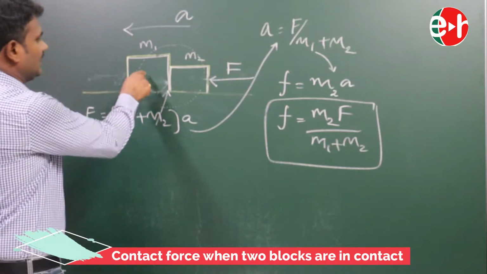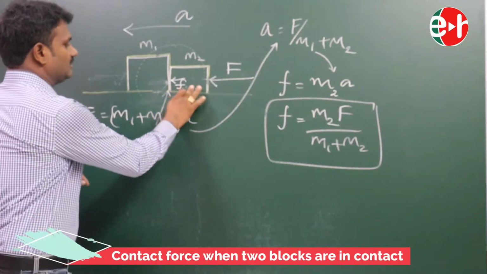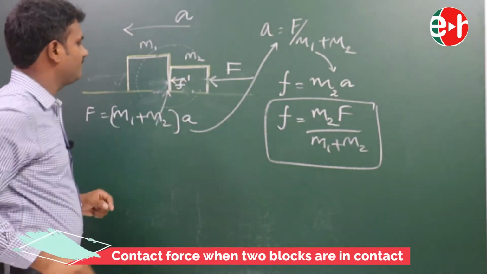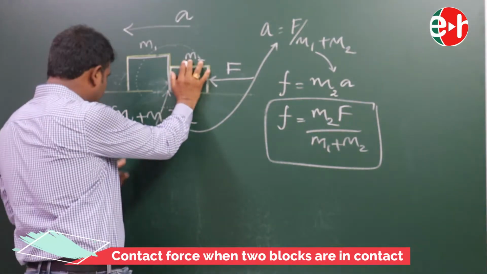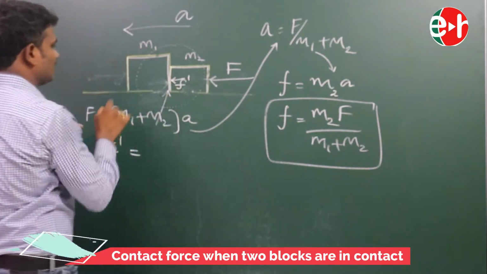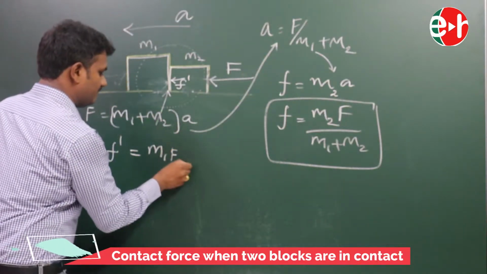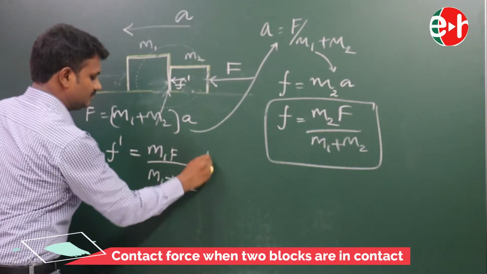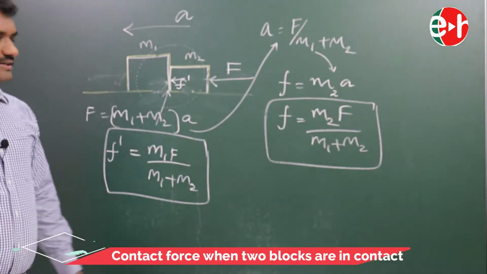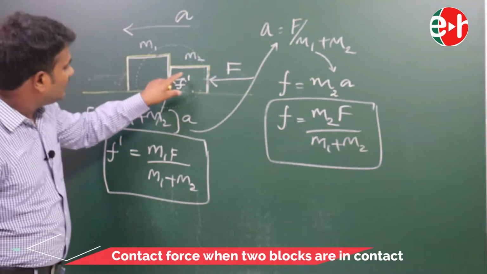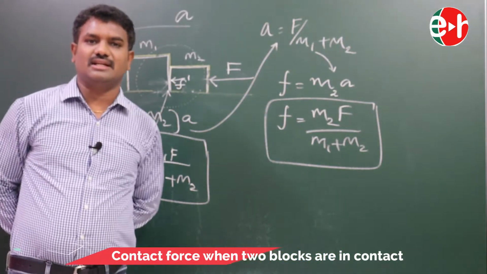Now what is the force acting on M1? Say that is F2, or say that is F dash. So what is F dash now? F dash is equal to, now we have to ignore this, this mass into acceleration of this block. What is this mass? M1. And what is the acceleration of this block? F by M1 plus M2. This is our F dash. So F and F dash, both are same or different? Different. So the force acting on this M2 is this. The force acting on M1 is this. This force is called a contact force.